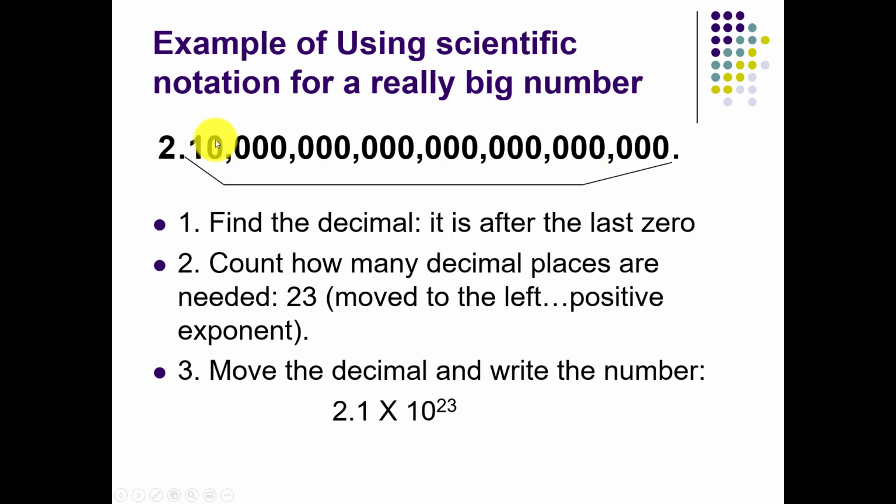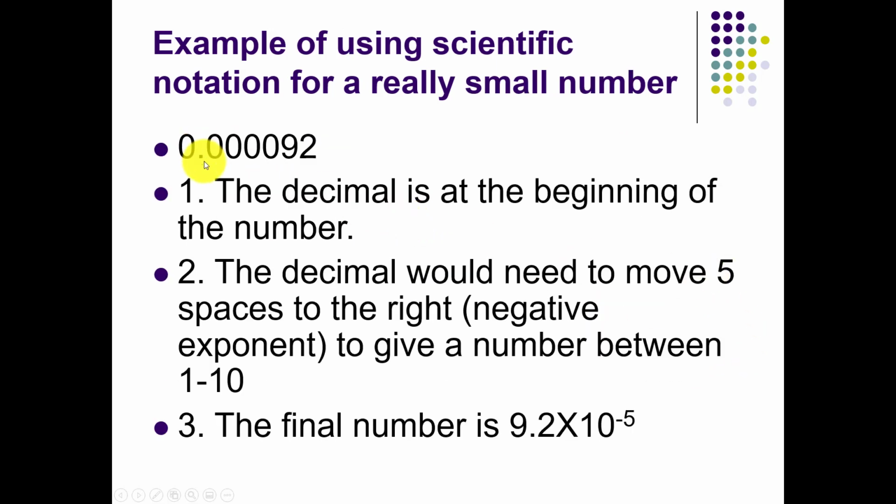If it was like 0, 0, 0, and then this was a 1, you would have to write 2.10001. You need to keep your whole numbers, but if they're just zeros, you can drop them. Here, so we're going to move it 1, 2, 3, 4, 5 spaces, making this 9.2, but it went to the right this time. 5 spaces to the right is a negative exponent, so the answer is 9.2 times 10 to the negative 5.